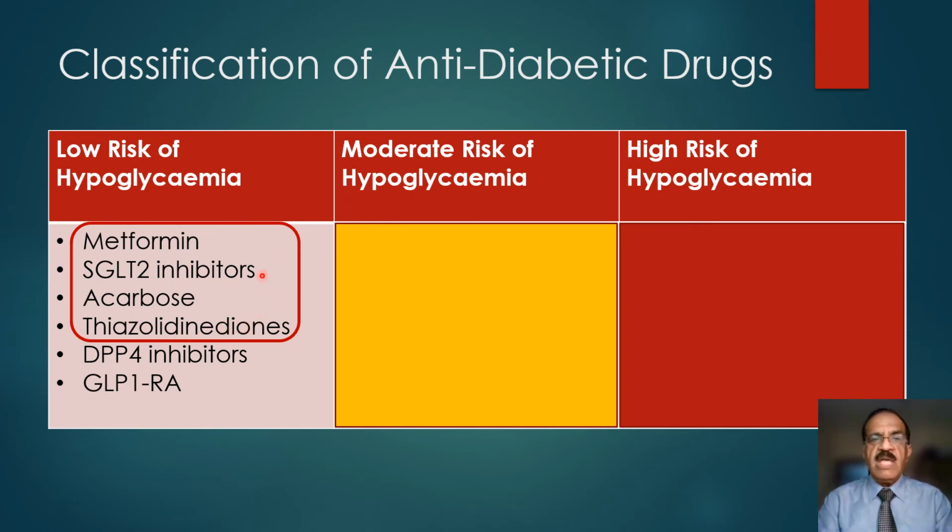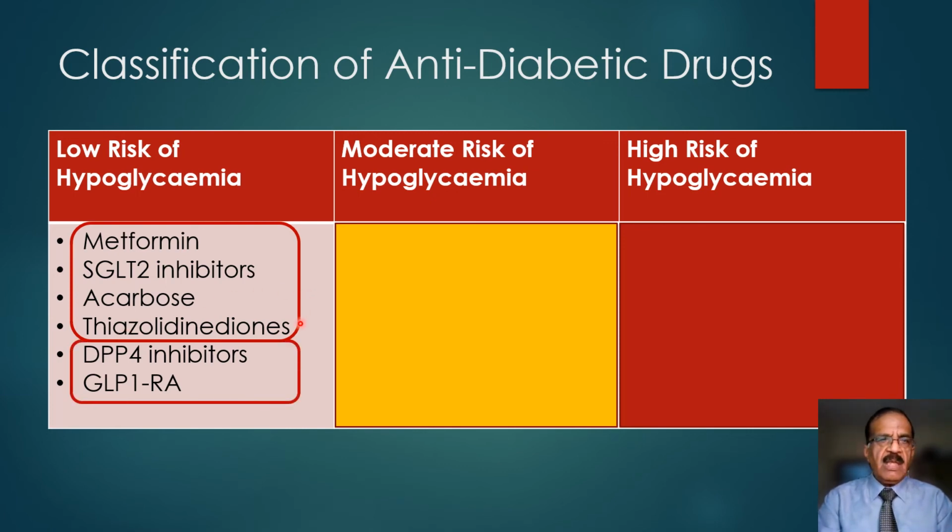So all these drugs have effect outside beta cells. I think one simple rule is that if there is any anti-diabetic drug which does not stimulate beta cells, it is less likely to cause hypoglycemia. So this is one group.